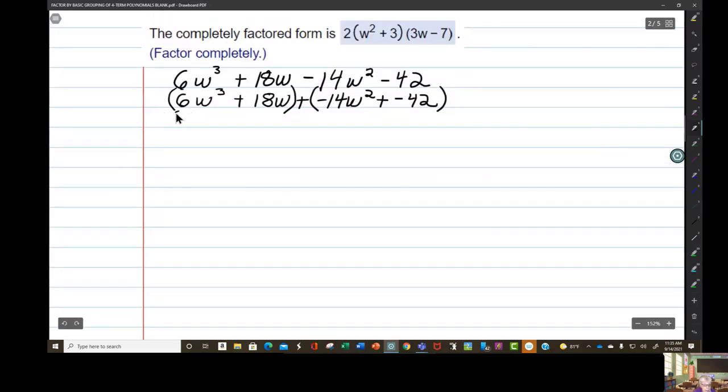Okay, now I am going to write this like this. 6 times 3 times W times W times W plus, no, see, I know I'm in a hurry. Don't get in a hurry. Don't be fooled. The 6 times 3 goes over here. 6 times 3 times W. All right, each term contains a 6, and each term contains a W. So 6W is my GCF for this set of parentheses.